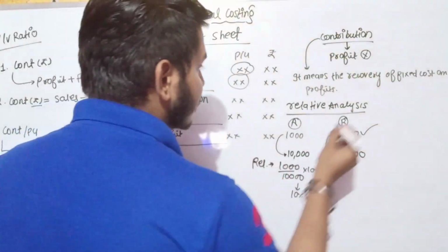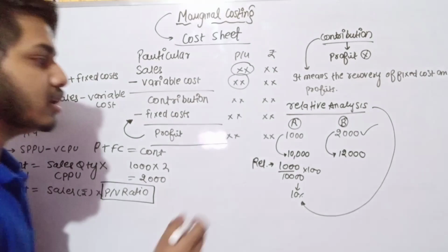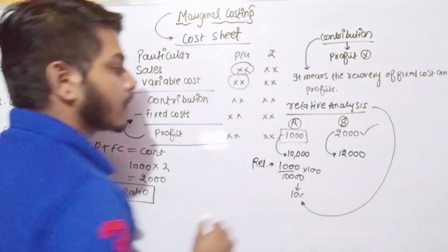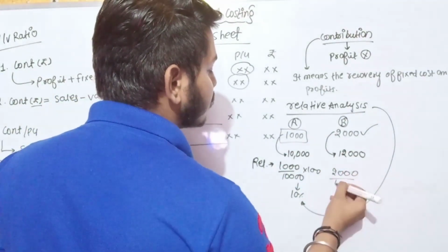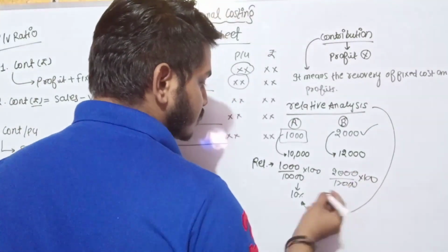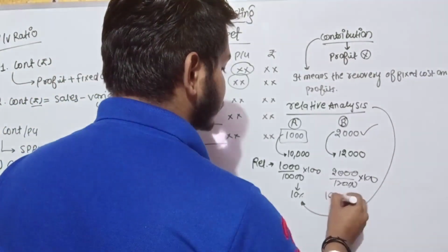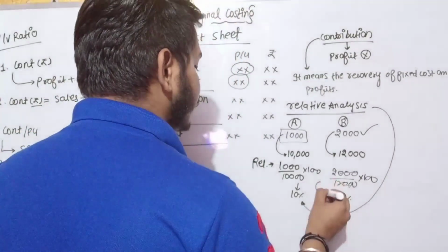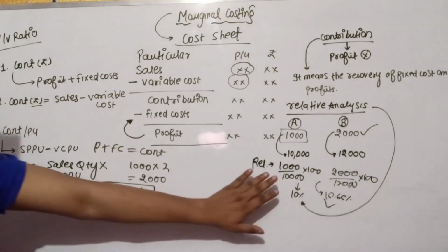This is known as relative analysis, when you do not rely on absolute figures but on a percentage or a ratio. The same applies here. I am earning 2000 over 12,000 multiplied by 100, which is 16.66%. So the decision remains the same. We must go with company B because it earns a profit of 16.66%, which is greater than A.